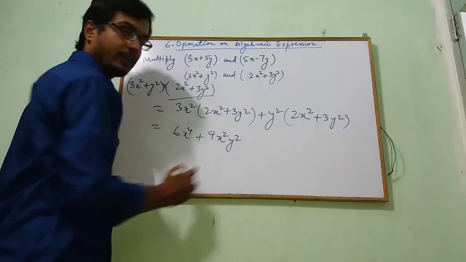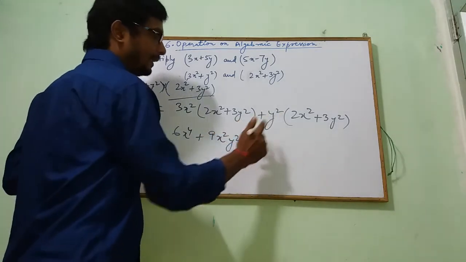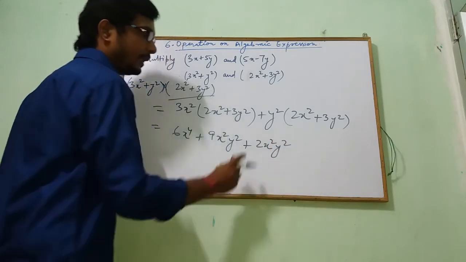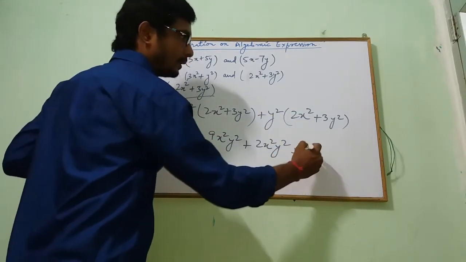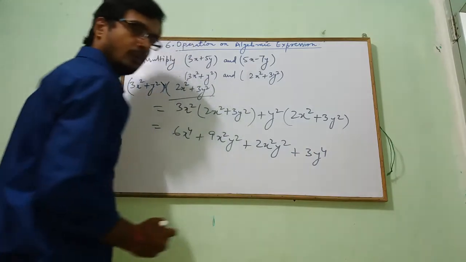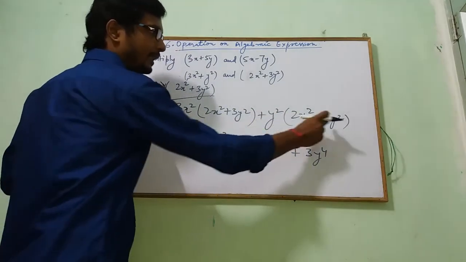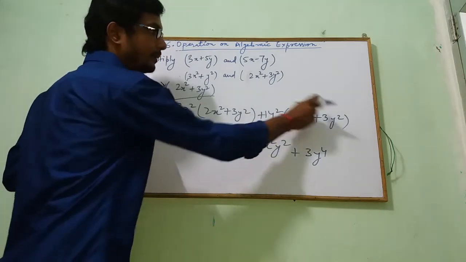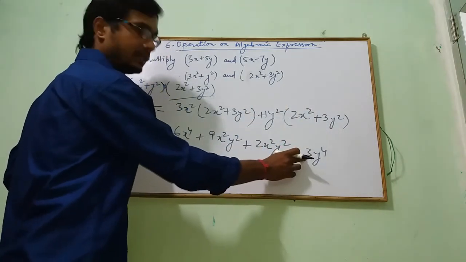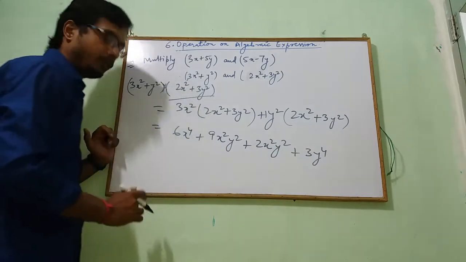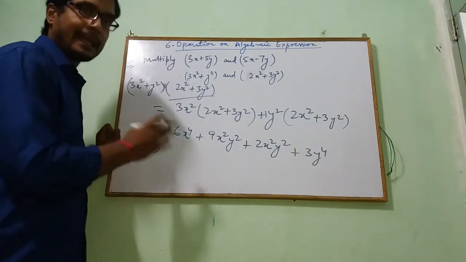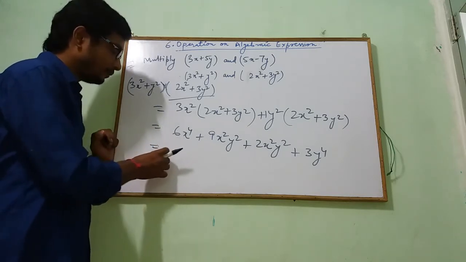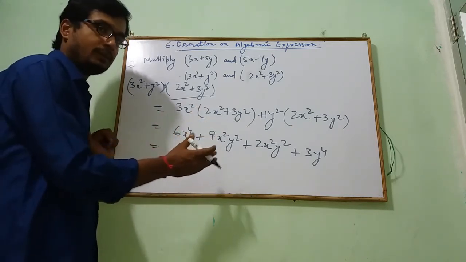9x square y square. Now I will write here plus 2x square y square, and then I will write here plus 3y power 4. Y square into y square becomes y power 4. Since its coefficient is 1, so 1 will be multiplied with 3, so it becomes 3y power 4. Now I will add the like terms and I will write those terms which don't have any other terms to add up.